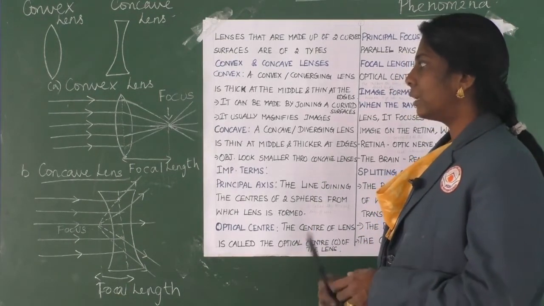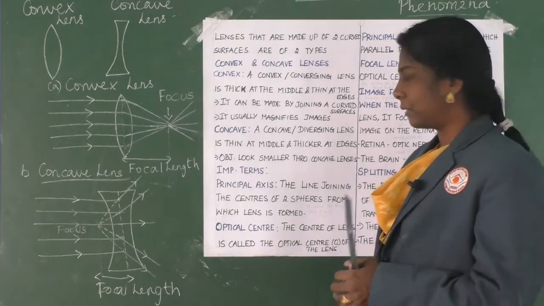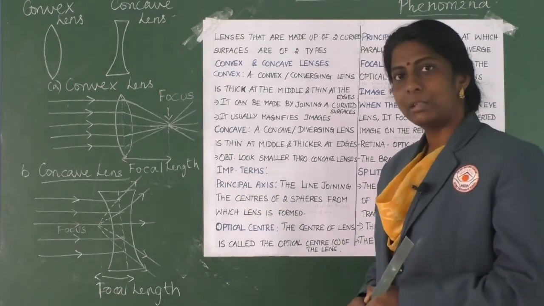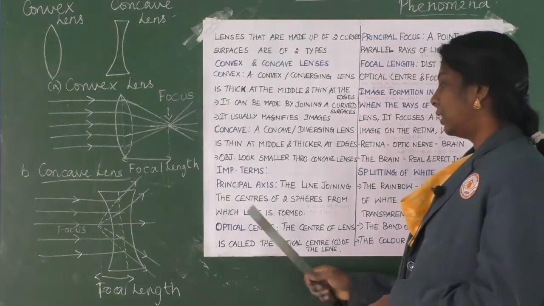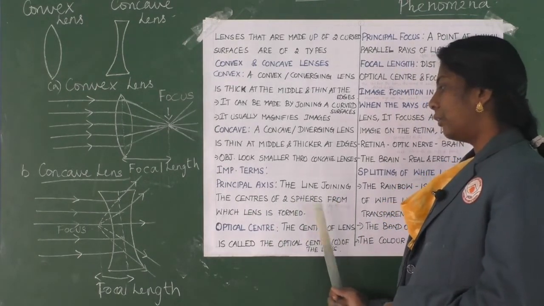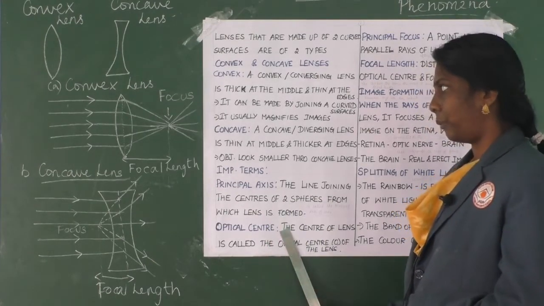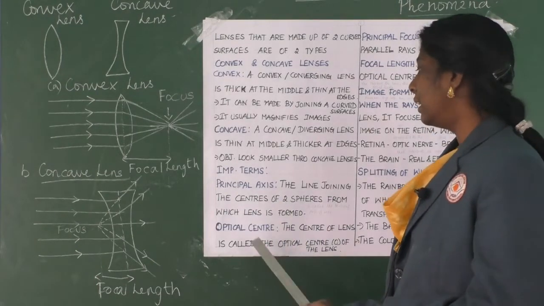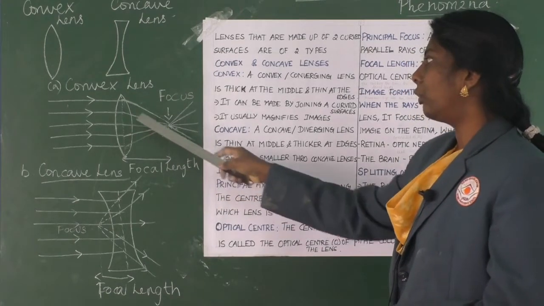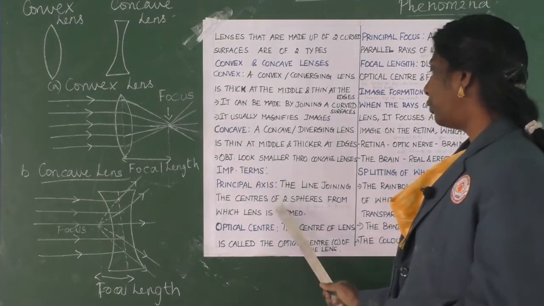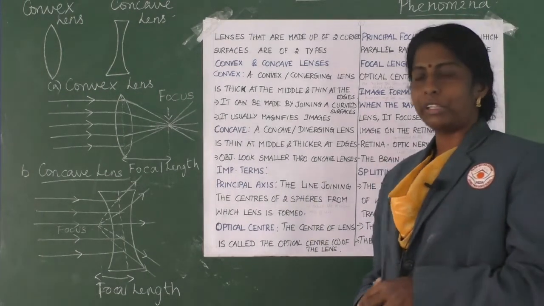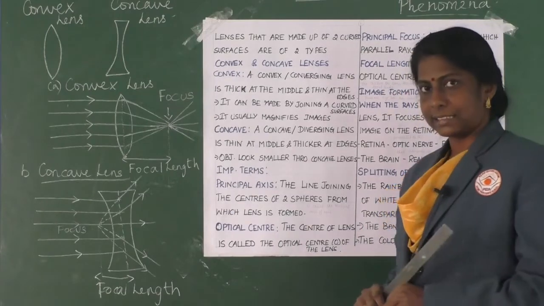Now let us learn about some important terms. First, the principal axis. The line joining the centers of the two spheres from which the lens is formed is called the principal axis.